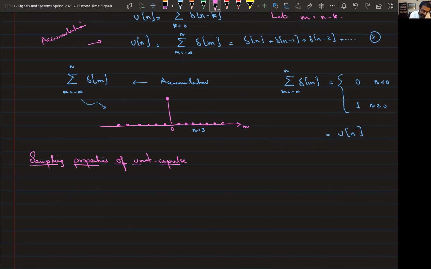So if I give you x of n, and if I multiply with delta of n, what am I going to get? What is this going to be equal to? Anyone? And this draws parallels once again from continuous time discussions. Sir, x of 0?